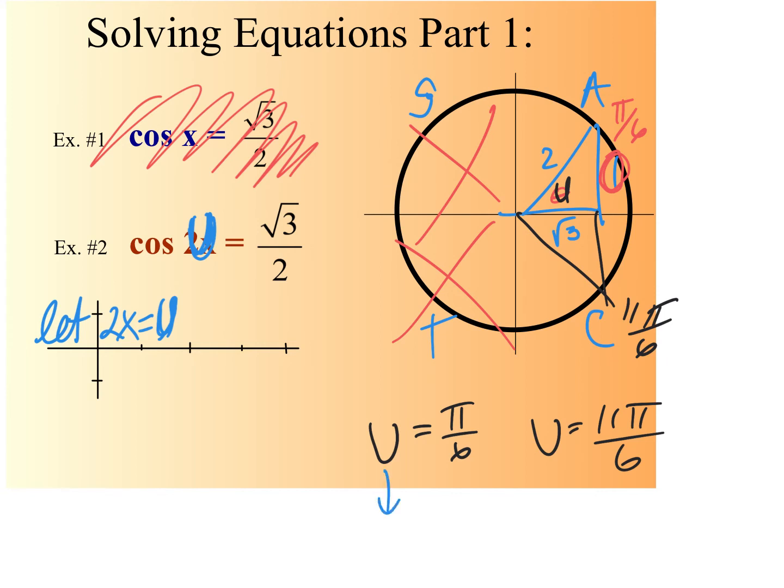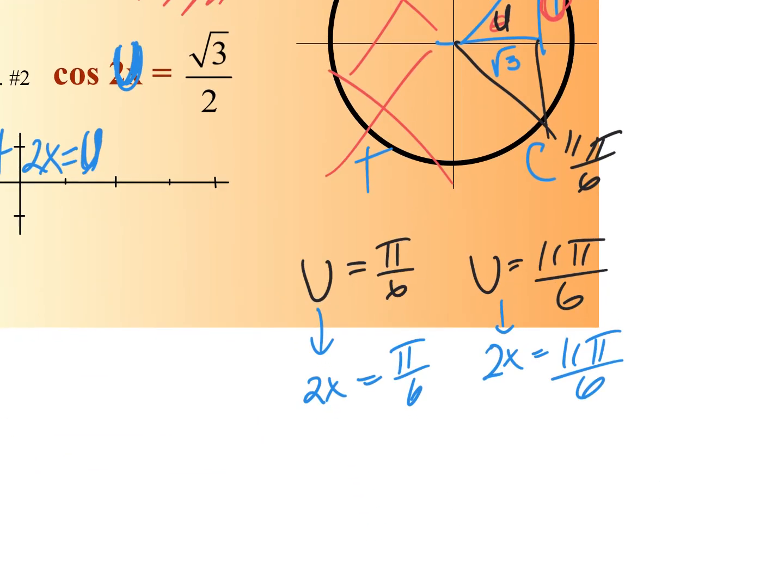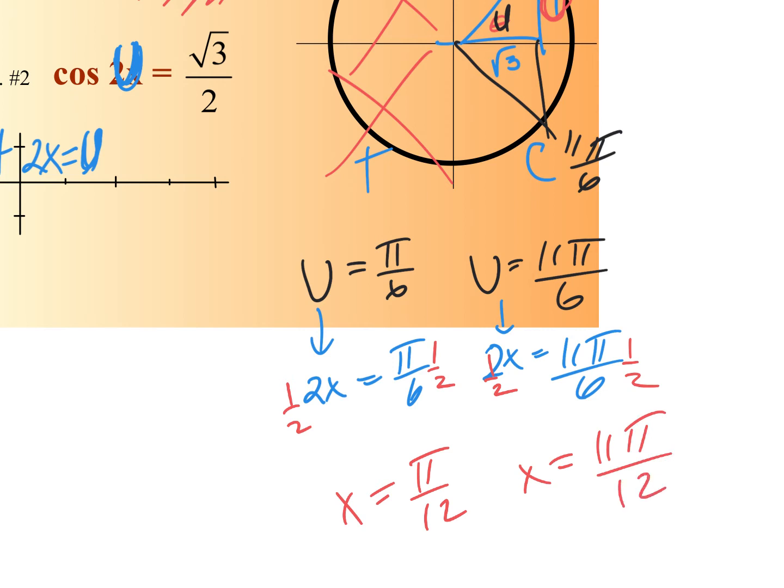And u turns back into what it used to be, which was 2x equals pi over 6, and 2x equals 11 pi over 6. And then I have to multiply by a half everywhere. x equals pi over 12, and x equals 11 pi over 12.